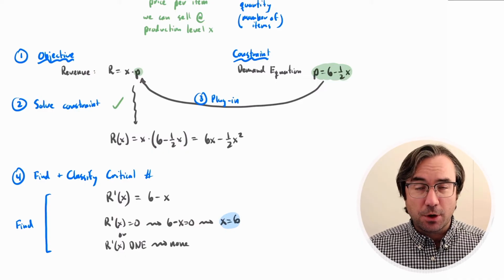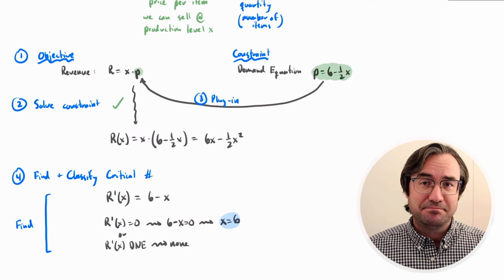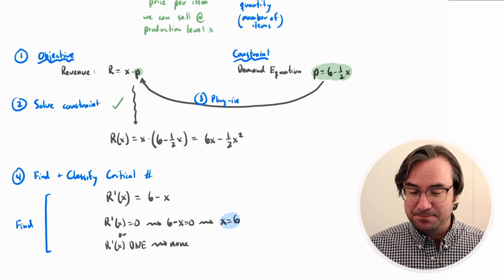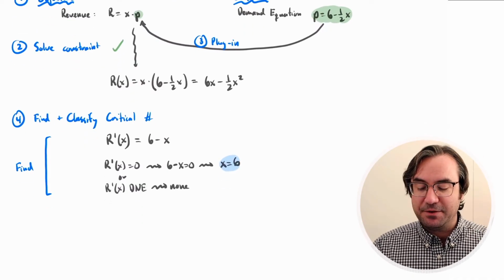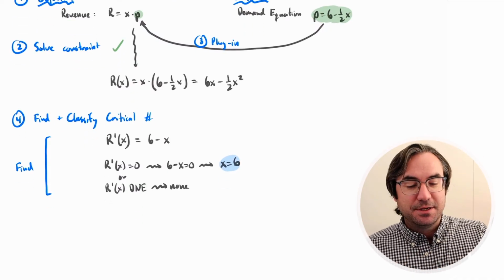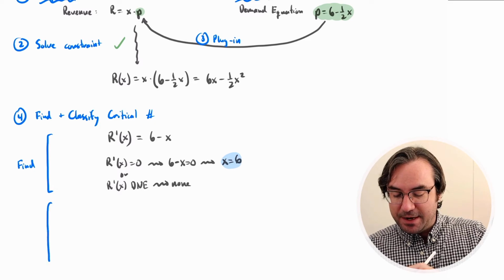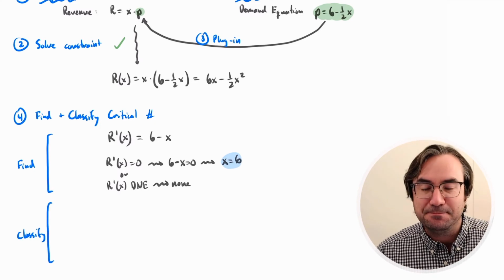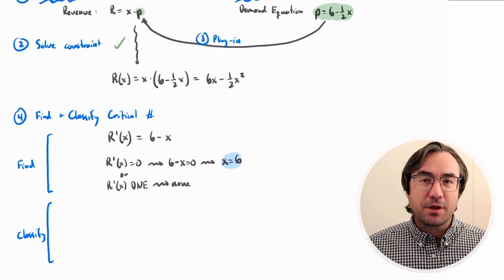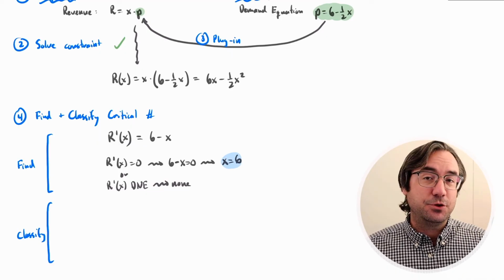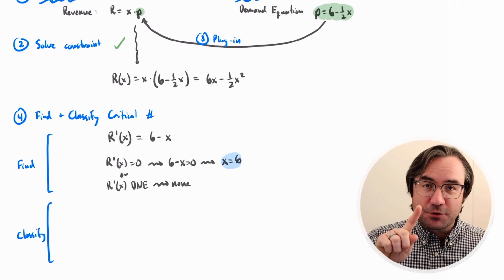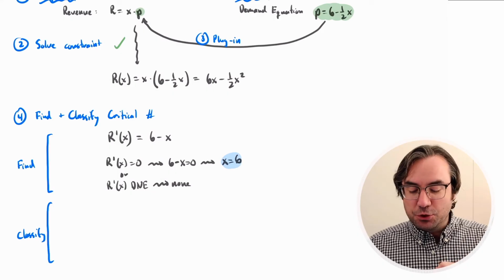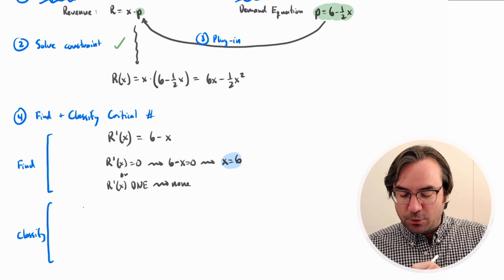Now we just need to make sure, is this actually giving us a maximum, what we want? So now we're ready for the classification part. We're going to do the classify. When we do the classification, we have two different tests that we can use: first derivative test or second derivative test. Second derivative test is usually the one to go with. It's a little bit quicker.